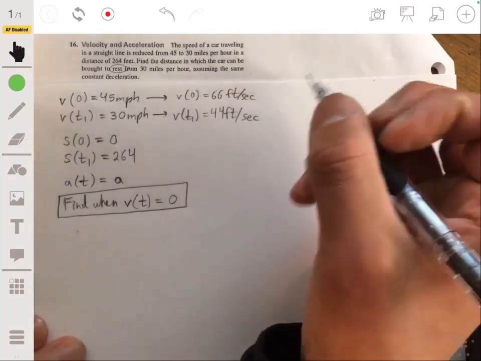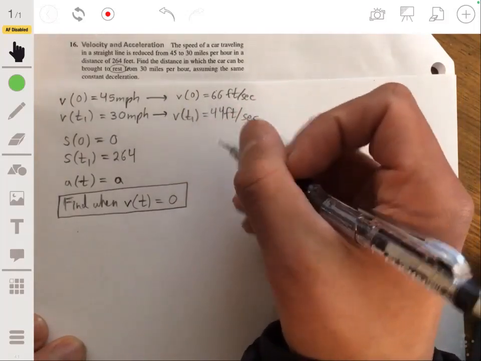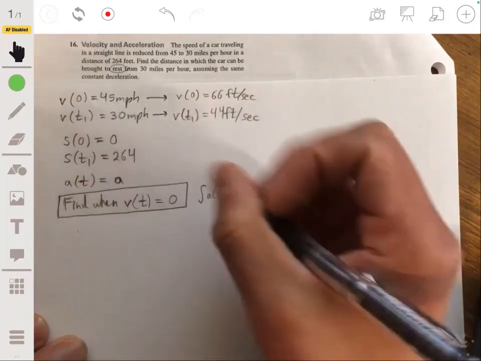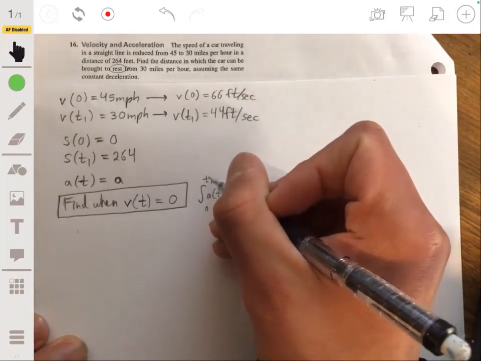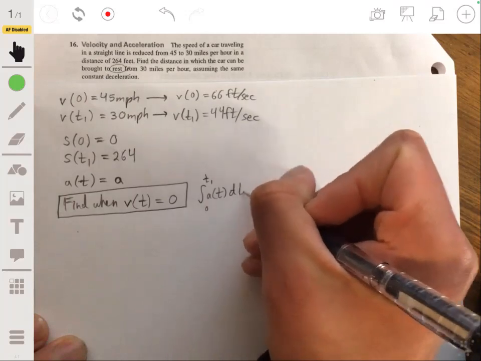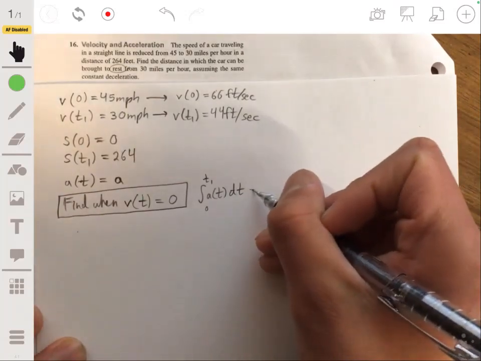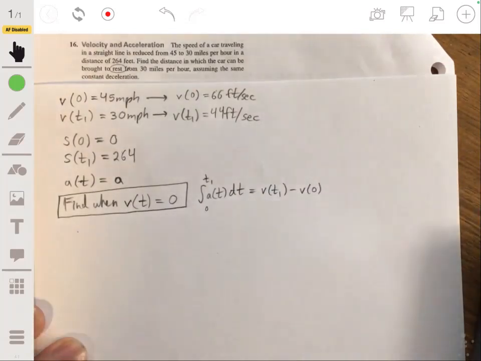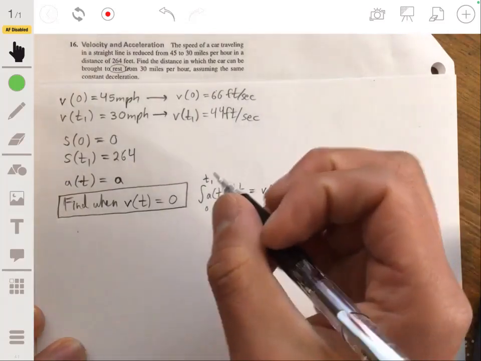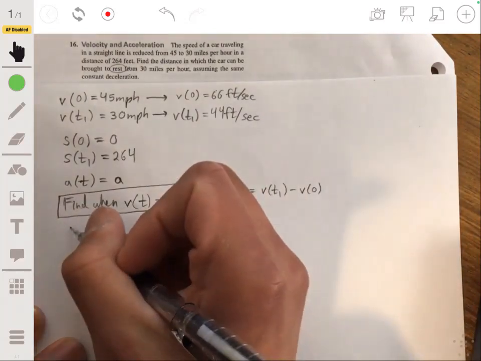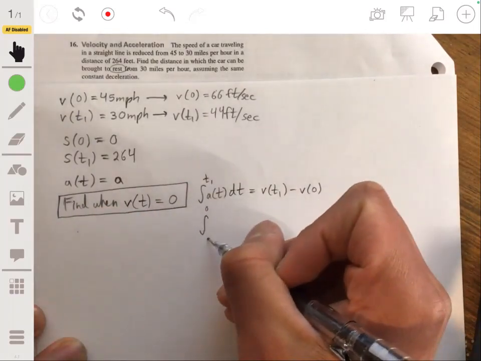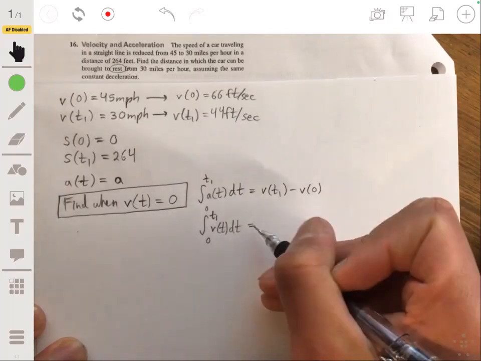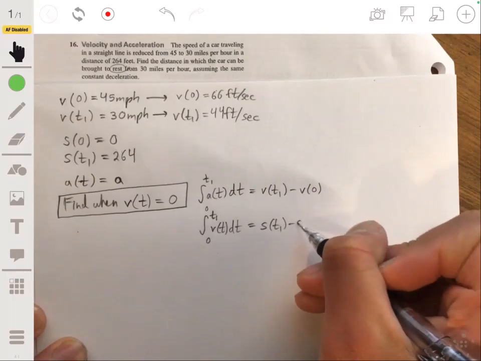So let's go from understanding how we can integrate. The integral of acceleration from, let's say, 0 to t1, the integral of a of t dt, is going to be equal to v of t1 minus v of 0. And then the integral from 0 to t1 of v of t dt would be s of t1 minus s of 0.